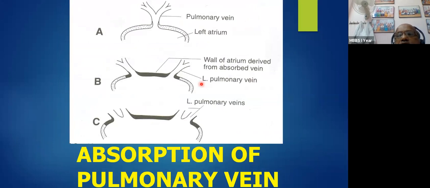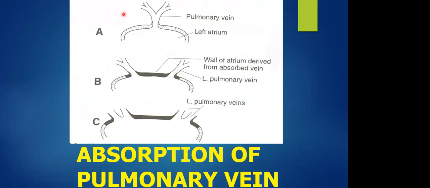Now we will see the development of the left atrium. That is very simple. Structurally, what is the difference between the right atrium and the left atrium? Gross anatomy: the posterior part is smooth in the right atrium. Left atrium.